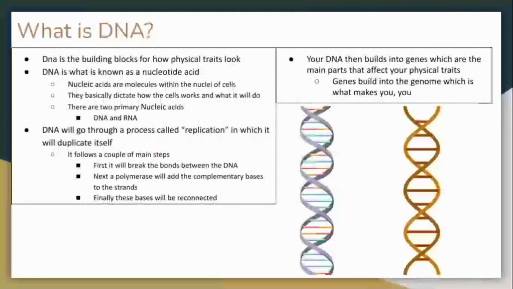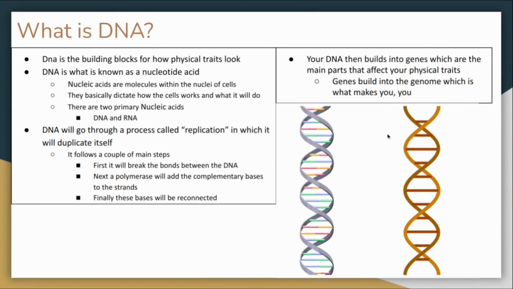Now, one of the cool things about DNA is that it goes through a process called replication. This is what it sounds like. The DNA will duplicate itself or replicate itself. It follows a couple main steps. First, it breaks the bonds between the two bases. And so these are the two strands that you see following along the lines there, right here. It will break these apart.